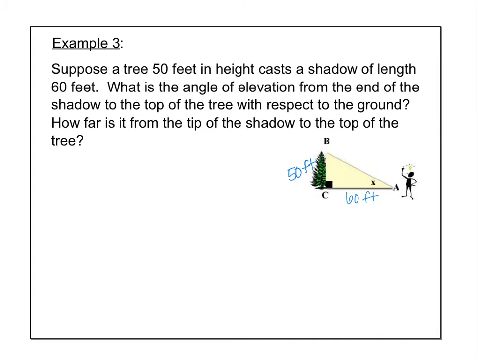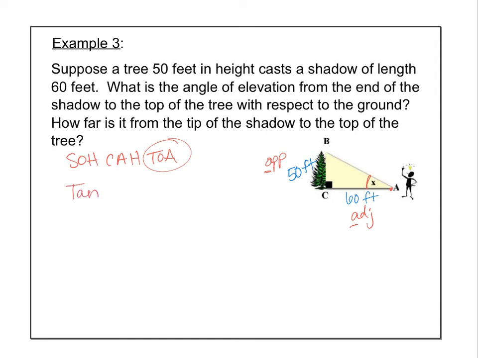The first one is, what is the angle of elevation from the end of the shadow to the top of the tree? That angle will be right here, from the tip of the shadow up to the top of the tree. Let's start with that. Let's try to find x. So based off of x, what is the 60? Is it opposite, adjacent, or hypotenuse? Adjacent. What is the 50? The 50 is opposite. So then think about SOHCAHTOA, and you're going to choose the one that has opposite and adjacent, O and A. You're going to choose TOA.